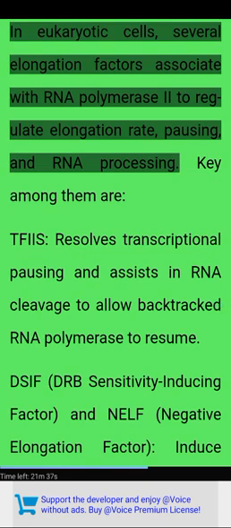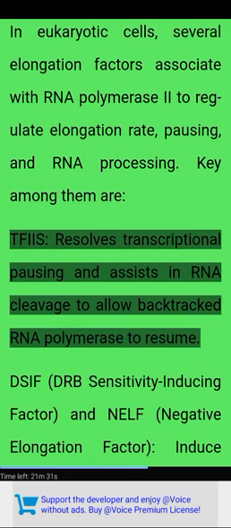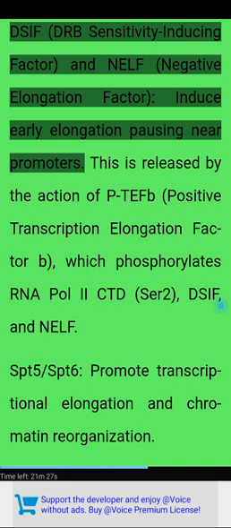In eukaryotic cells, several elongation factors associate with RNA polymerase II to regulate elongation rate, pausing, and RNA processing. Key among them are TFIIS, which resolves transcriptional pausing and assists in RNA cleavage to allow backtracked RNA polymerase to resume. DSIF, DRB sensitivity inducing factor, and NELF, negative elongation factor, induce early elongation pausing near promoters.